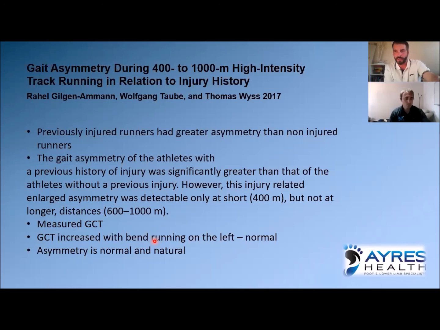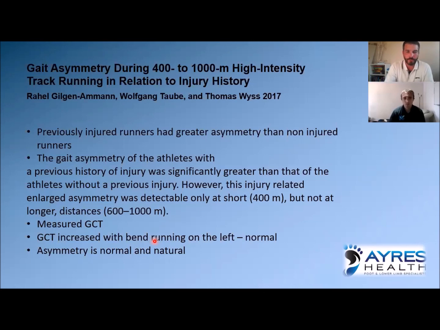This second bullet point came directly from the conclusion, because I couldn't word it any differently. The gait asymmetry of athletes with a previous history of injury was significantly greater than that of athletes without previous injury. However, this injury related enlarged asymmetry was detectable only at 400 meters, but not at longer distances of 600 and 1,000 meters. So they could only find a difference at shorter distances. If we're looking at people running more than 400 meters, then these gait asymmetries are less applicable to them.